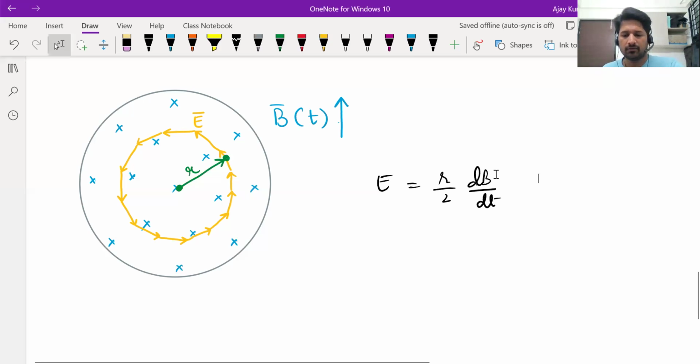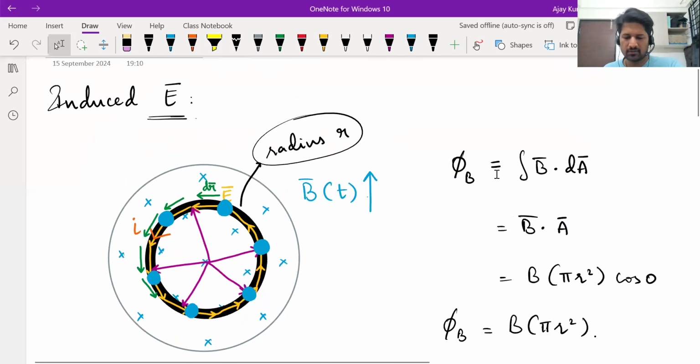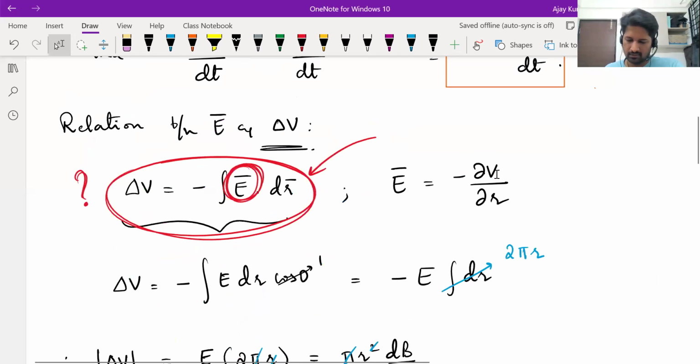So is the derivation clear to all of you? Any doubts in this? How we derived the expression for induced electric field in one particular case. We made use of induced EMF and the relation between EMF, which is potential difference, and electric field.